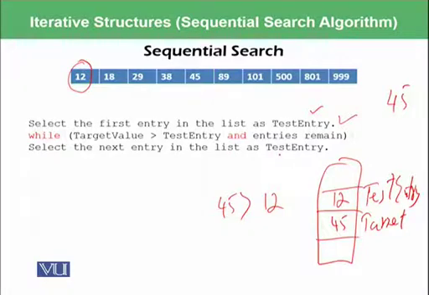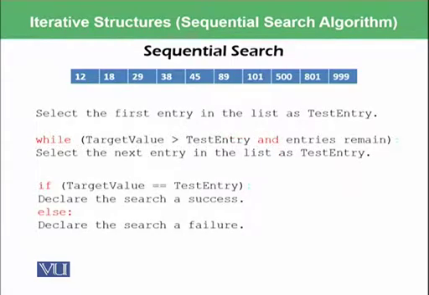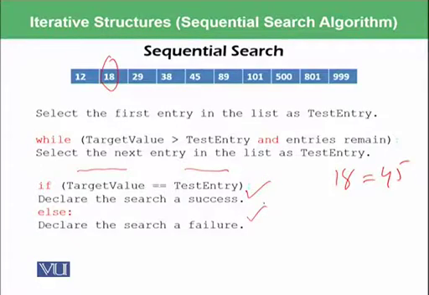This is the procedure we will be working with, and within this procedure we will further check whether the target value is equal to the test entry or not, so whether 12 is equal to 45 or not. If it is not equal, then we will fetch the next, 18, in place of 12. Then we will check whether 18 is equal to 45 or not, and if that is found, we will say that we have a success, else we will declare the search a failure.